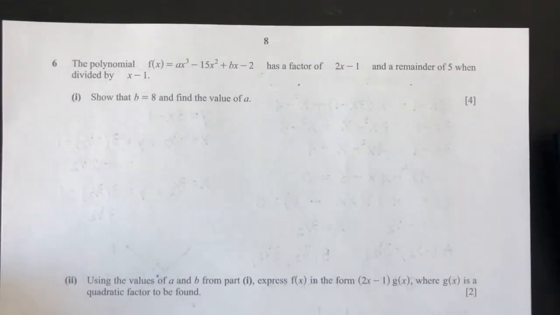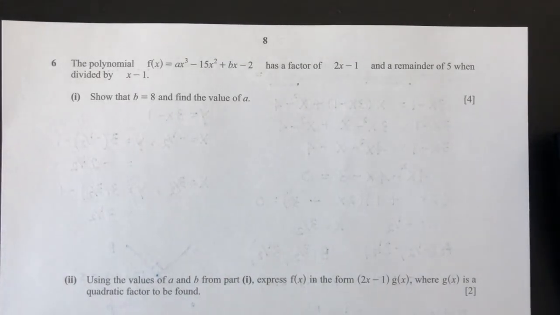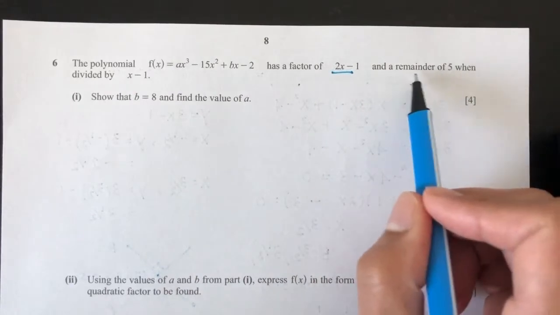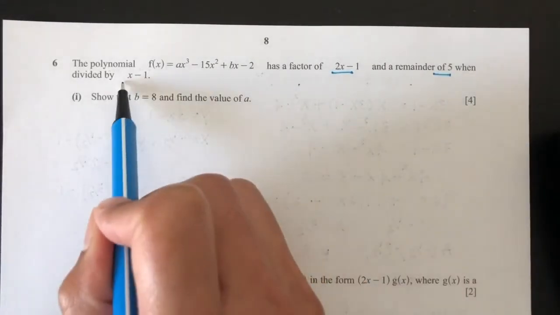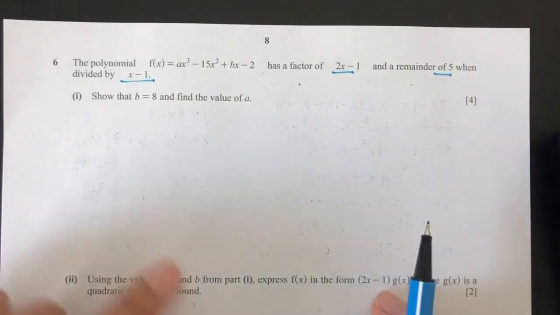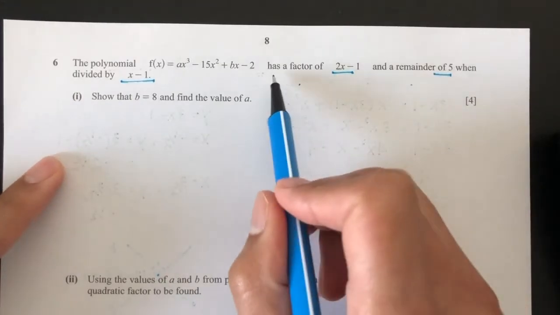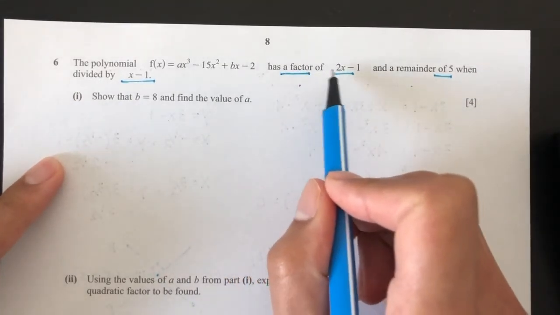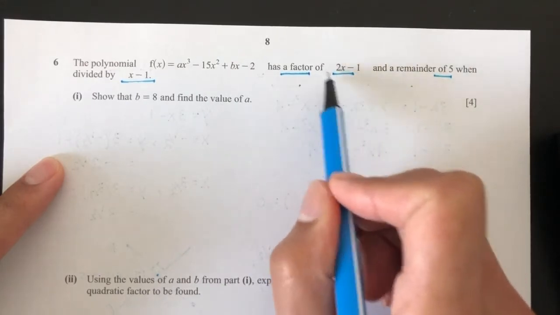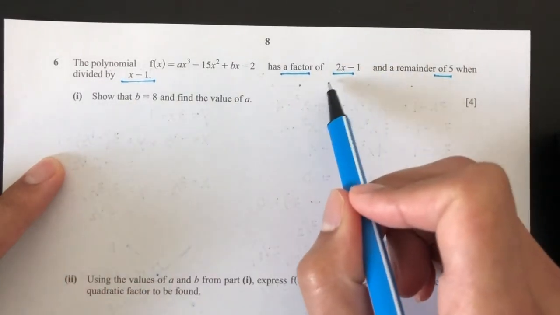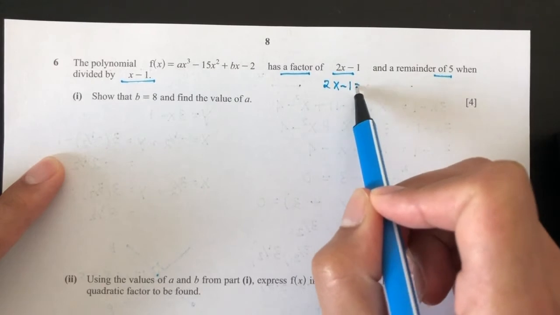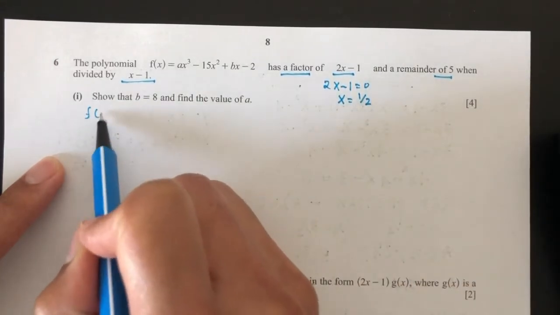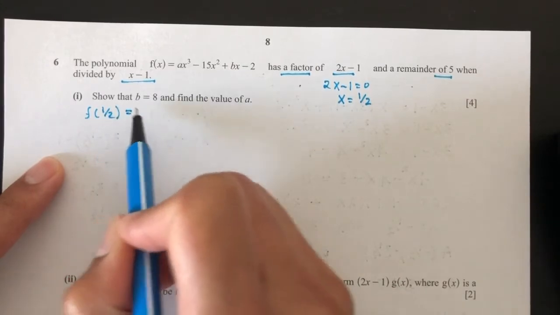Now let's move on to question number 6. The polynomial f of x is given by this, has a factor of this, and a remainder of this when divided by this. Pretty easy. What does it mean when it has a factor of this? It means that it has a remainder of 0 when it is divided by this factor. So if you equate this to 0, the value of x is equal to half. So f of half is supposed to give you 0.